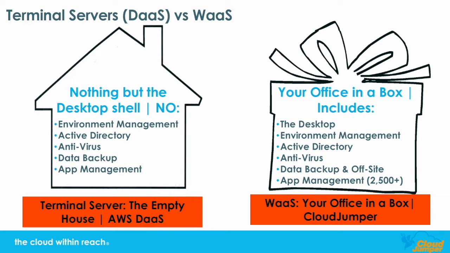What often happens is you'll see a low introductory price. For example, AWS sells DAS for about $20 a user. But by the time you've added all of these things, you're looking at a cost of about $70 a user before you can even mark it up and start selling it to your clients.